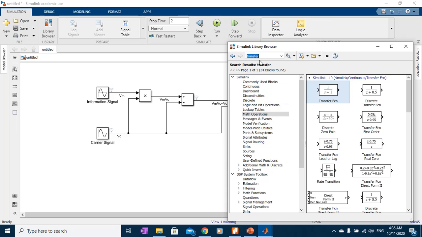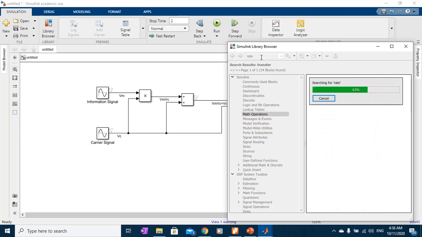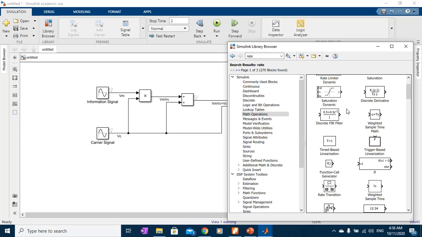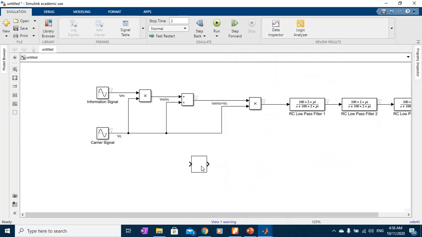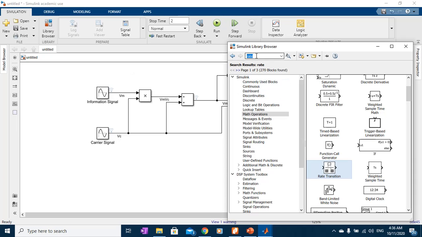We can also monitor the actual sideband that we have with our modulating signal. We can use a rate transition to limit our sample data, since we need to use the spectrum analyzer.